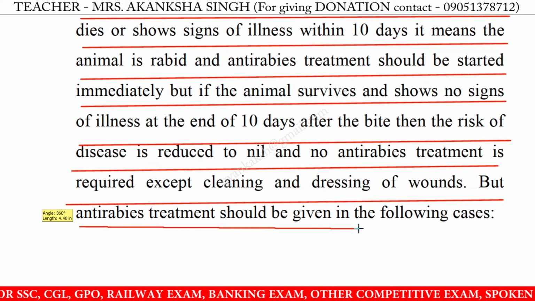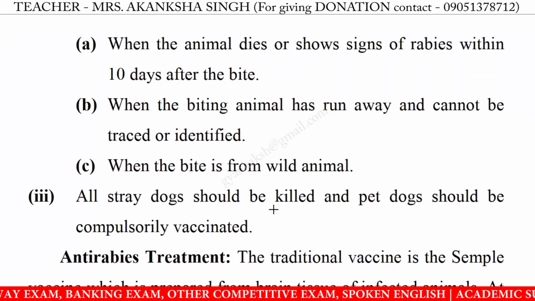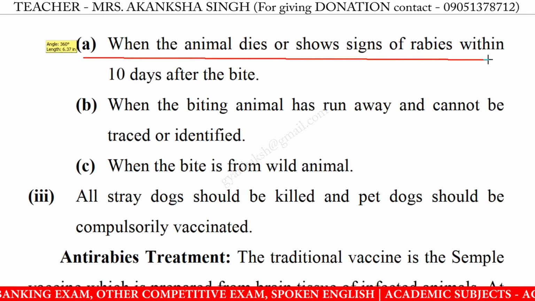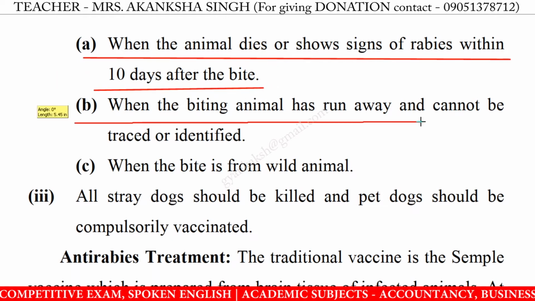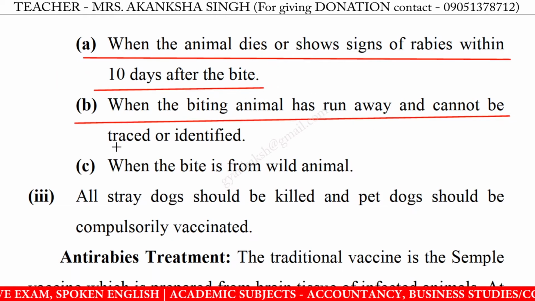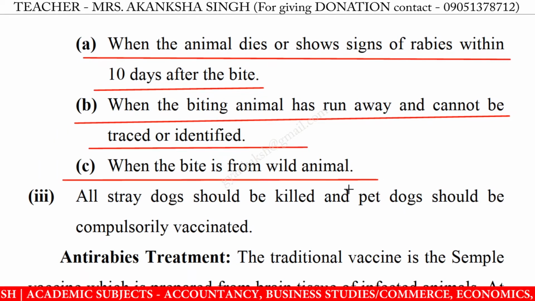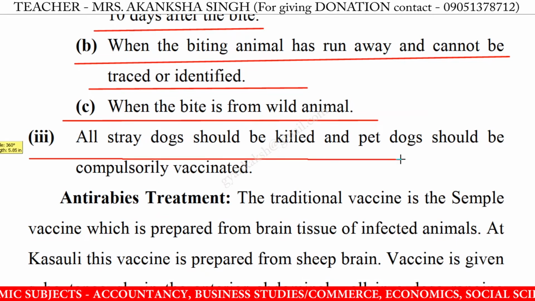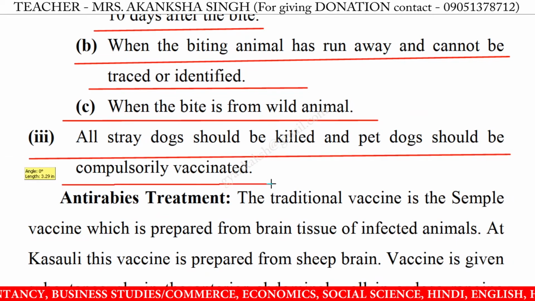But anti-rabies treatment should be given in the following cases. A. When the animal dies or shows signs of rabies within 10 days after the bite. B. When the biting animal has run away and cannot be traced or identified. C. When the bite is from a wild animal. Number 3. All stray dogs should be killed and pet dogs should be compulsorily vaccinated.